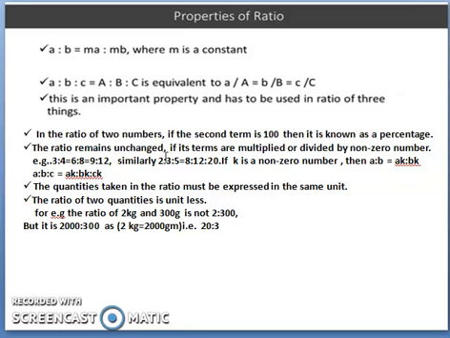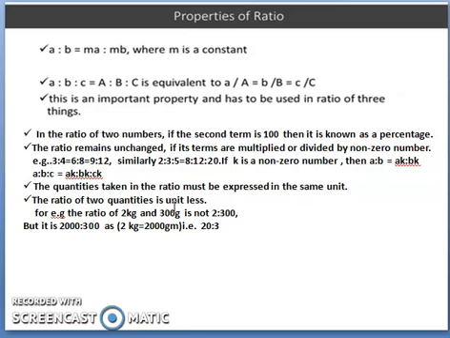The ratio remains unchanged if its terms are multiplied or divided by a non-zero number. For example, 3:4 equals 6:8 equals 9:12. Similarly, for three terms, 2:3:5 equals 8:12:20. If k is a non-zero number, then A is to B equals AK is to BK. In a similar way for three terms, A is to B is to C equals AK is to BK is to CK. The quantities taken in the ratio must be expressed in the same unit.